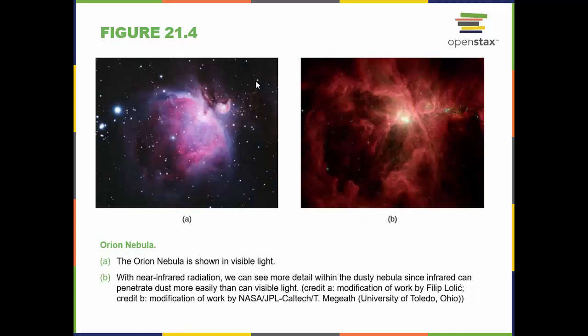So here we see the Orion Nebula shown in visible light, and in B we see the near infrared radiation, and we can see more detail within the dusty nebula, since the infrared can penetrate the dust more easily than we can see with visible light.